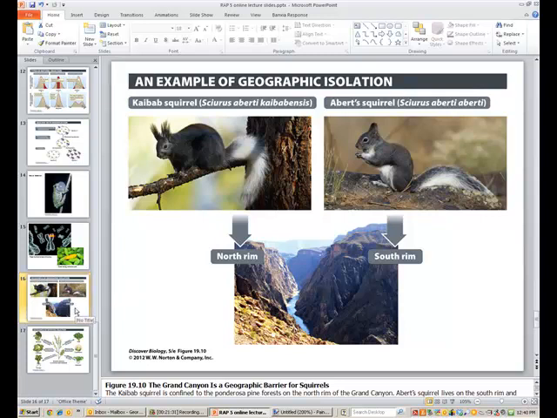Okay, so let's go back to speciation for a minute. This is an example of geographic isolation. We talked about speciation occurring when you have changes in morphology, DNA, and behavior. Here's an example that your book uses on squirrels that were divided geographically, no longer could reproduce with one another, and are now considered separate species. Okay, that's your introduction to evolution.